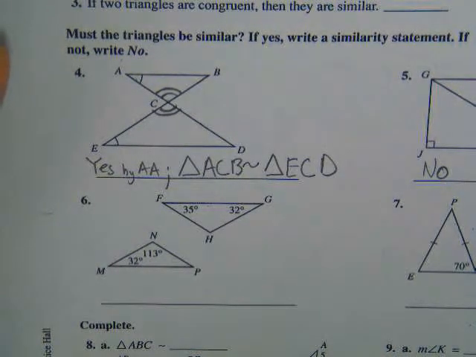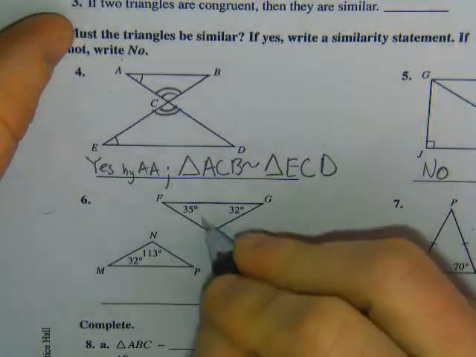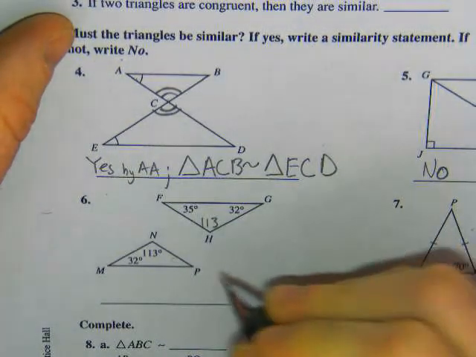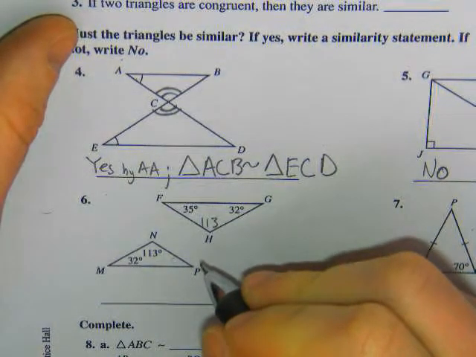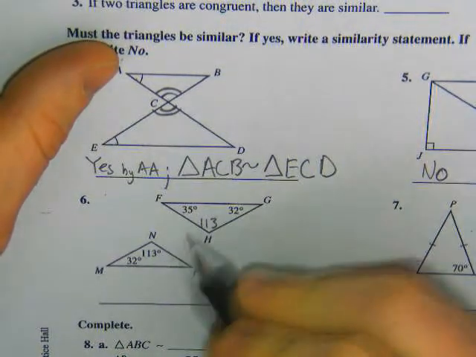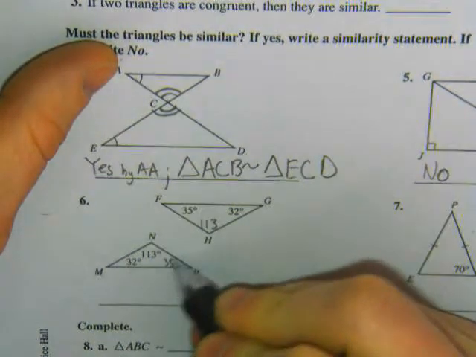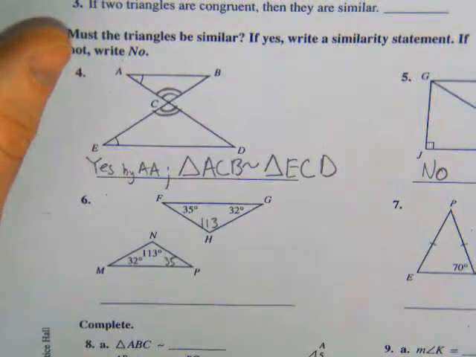180 minus 32 minus 35. I did the top one, I got 113 there. Much as I suspected, if I subtract these two from 180, I get 35. Do I have two angles that match up?